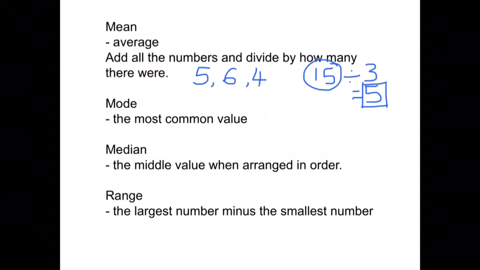The mode. The mode is the most common value, the most common number in a list, the one that you see the most. The median is the middle value whenever you arrange them in order. And the range is simply the largest number, and you subtract the smallest number.